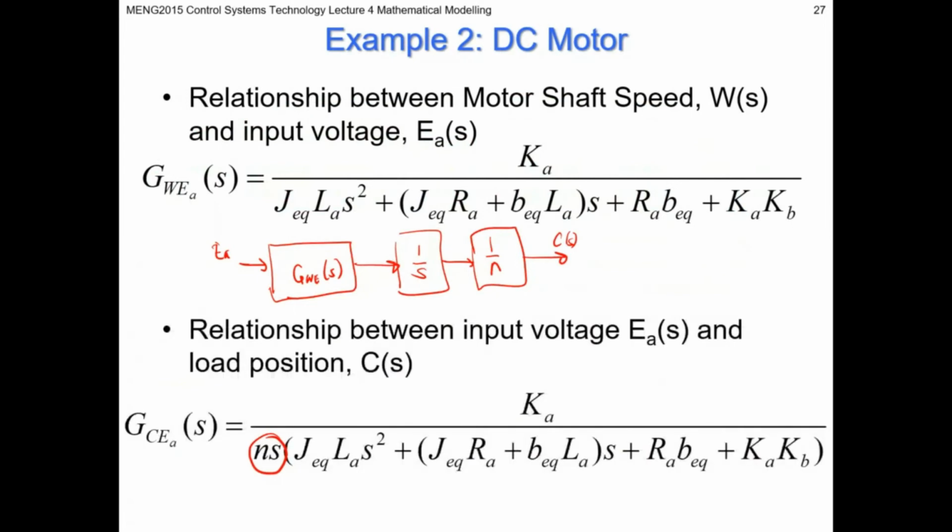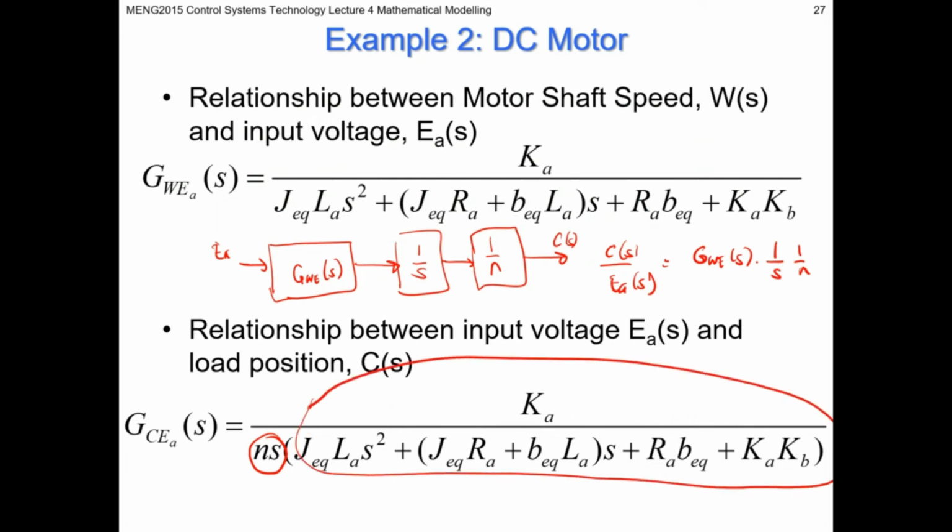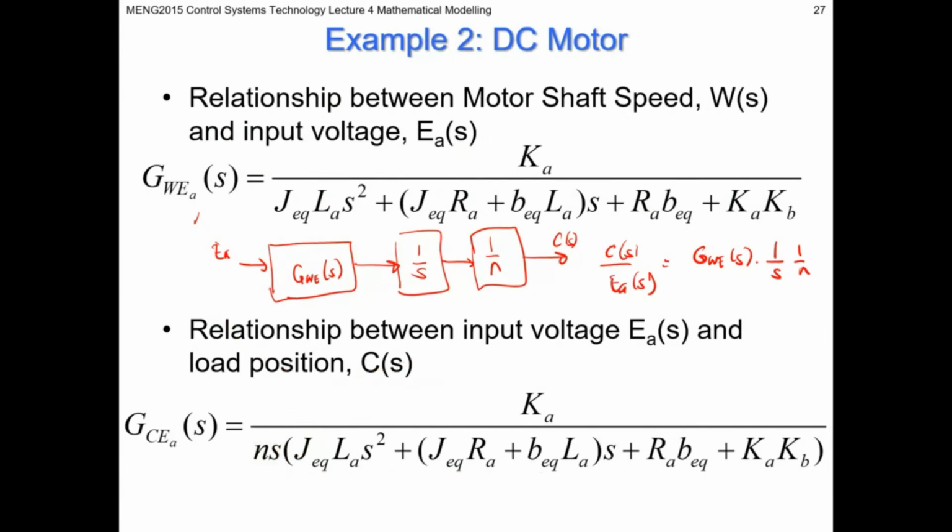So when we do that, all we have to do, because these are blocks in series, you just multiply them together. So C of S over EA of S is going to be equal to GWE of S times 1 upon S times 1 upon N. Right? And so all of this is the same, comes directly from here, but we just have this N and S term on the denominator there.